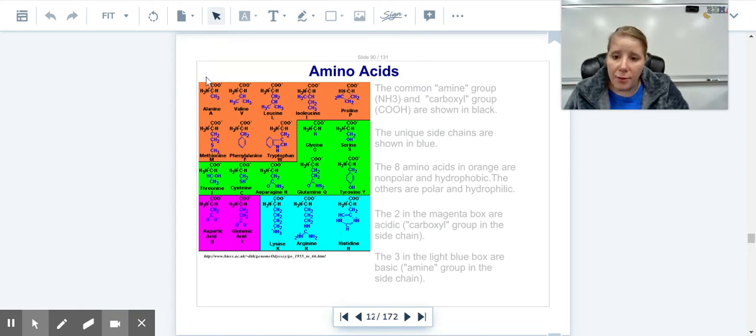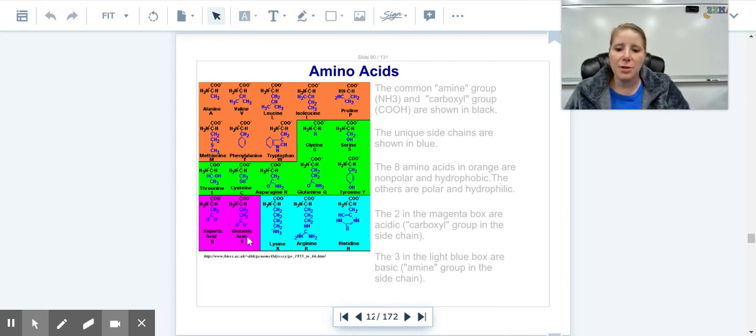Here is a chart that tells you a little bit about each of the 20. If you look, the black, you have your amine group and you have your carboxyl group. That's on all of them. It's the same black part on each and every one of them. The blue is the R group, the side chain, and that R group changes how they react. Everything in this orange box is going to be nonpolar and hydrophobic. It's not going to want to dissolve in water.